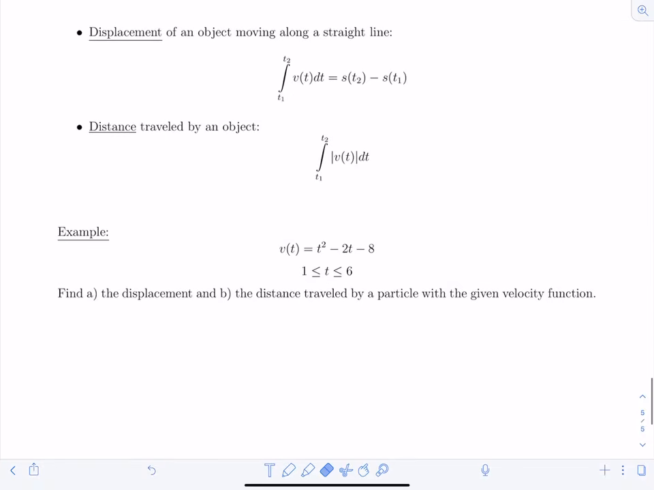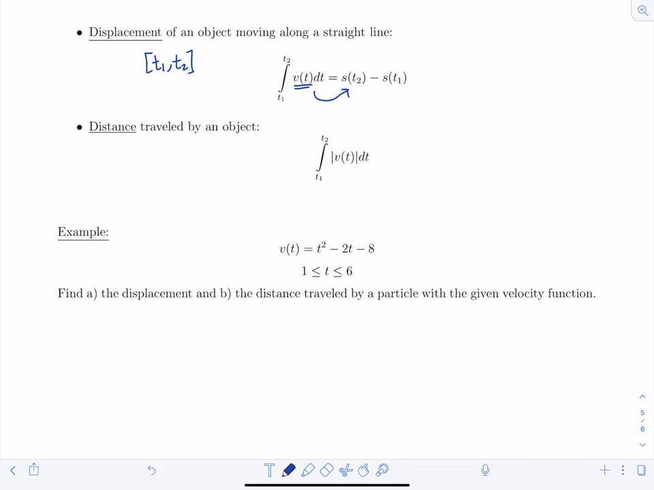Now let's go back to particle motion. So we've discussed displacement before, but not in terms of an integral. So if we want to compute the displacement of an object moving along a straight line and we have the velocity function, we can do so by integrating along the interval. So if it's from the time interval t1 to t2, you can compute it by taking the integral from t1 to t2 of v of t dt. And we know the antiderivative of v of t is the position function. So by the net change theorem, we would be left with s of t2 minus s of t1.